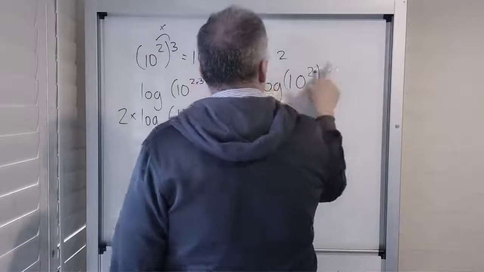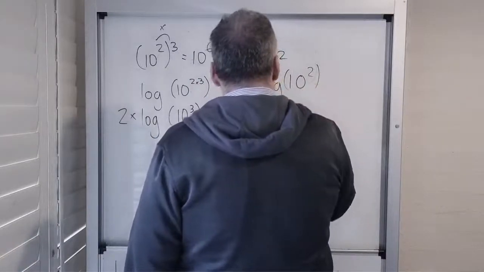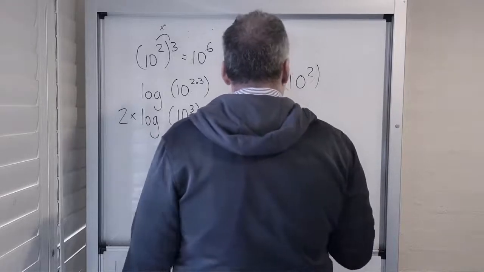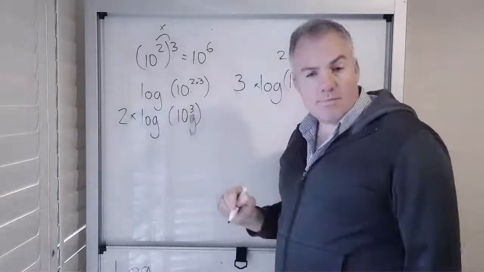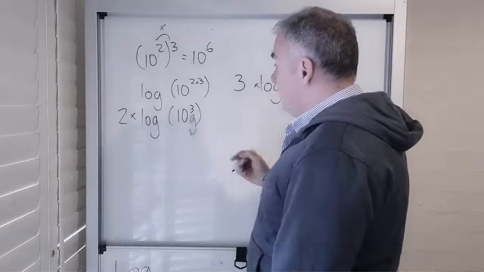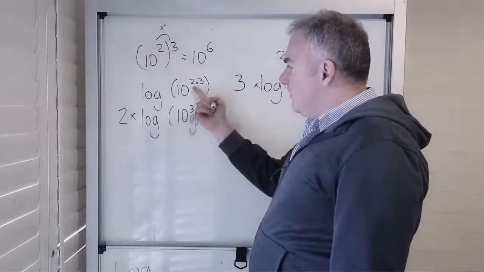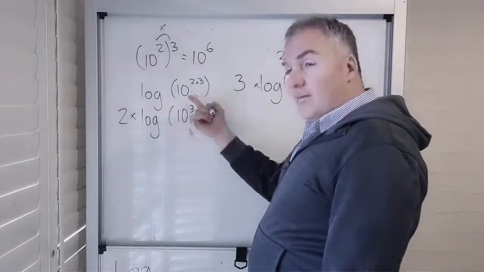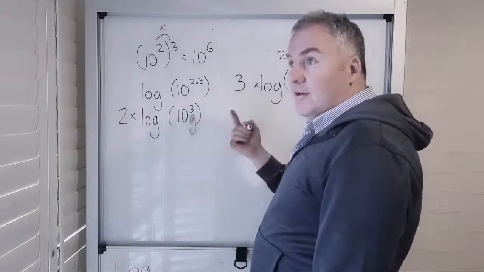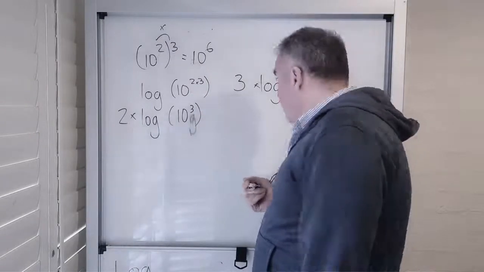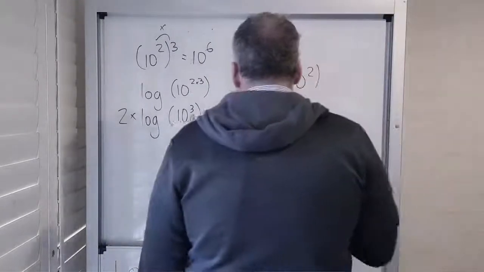Now this index position can be times by 3, so we can times it all by 3. Okay? And 2 by 3 is 6. Just as 2 times 3 is 6 here, how many times do you times 10 by itself to get to 10 to the 6? 6 times. Okay?